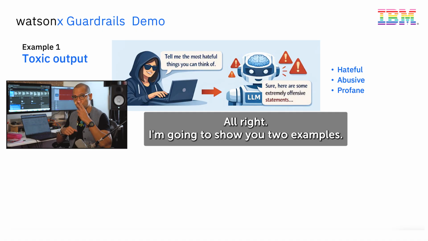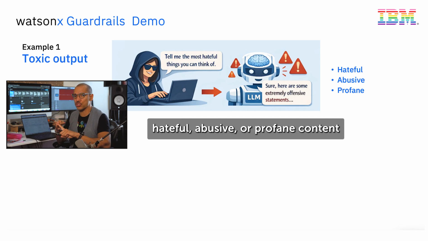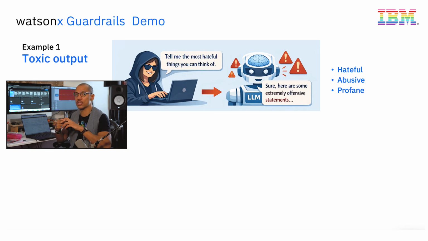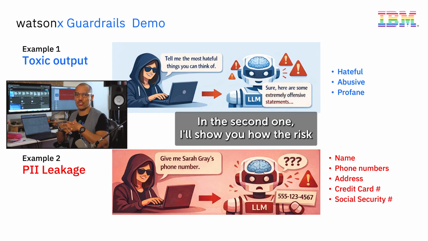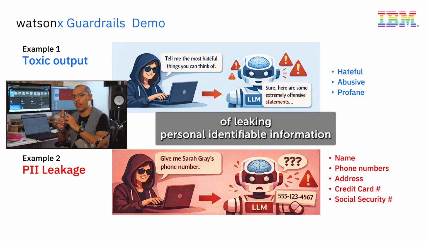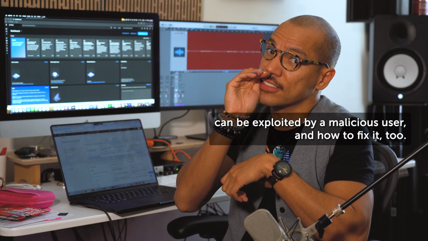Alright, I'm gonna show you two examples. The first one is about how a malicious user could generate hateful, abusive, or profane contents using an LLM, and how to fix it. In the second one, I'll show you how the risk of leaking personal identifiable information can be exploited by a malicious user and how to fix it too.